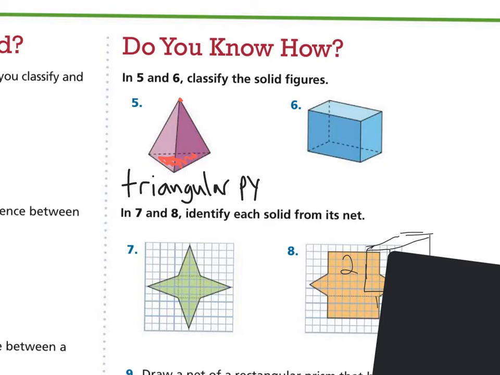Again, on pyramids, the sides are always triangles. It's just a matter of what the base is. So triangular pyramid. If we look at number 6, we can see we do have a top and bottom here that are parallel. So that would be a prism. And then since our top and bottom are rectangles, that would be a rectangular prism.